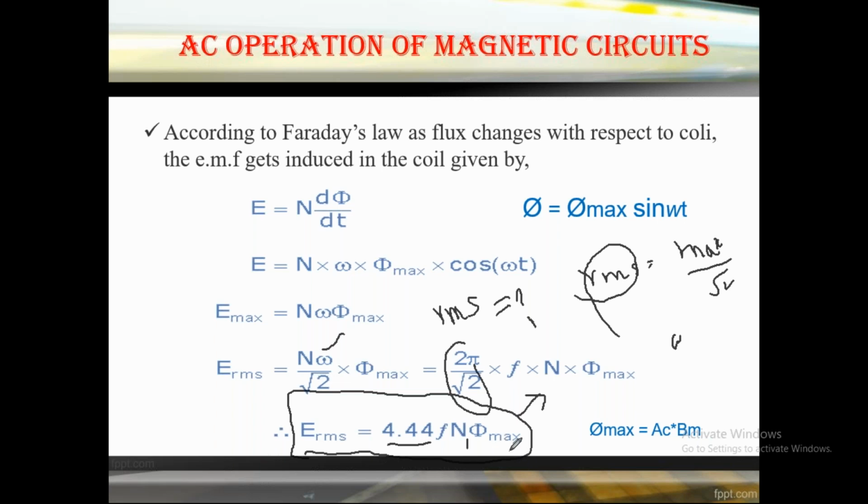Now here φm depends on the cross-sectional area of the coil and the maximum flux density, that is Bm. So φmax can be written as Bm into A, maximum flux density and area of cross-section. This is the way of finding the induced EMF in a coil wound on an iron core. The same EMF equation you get in the transformer also. The transformer's EMF equation also comes in the same way. Okay?